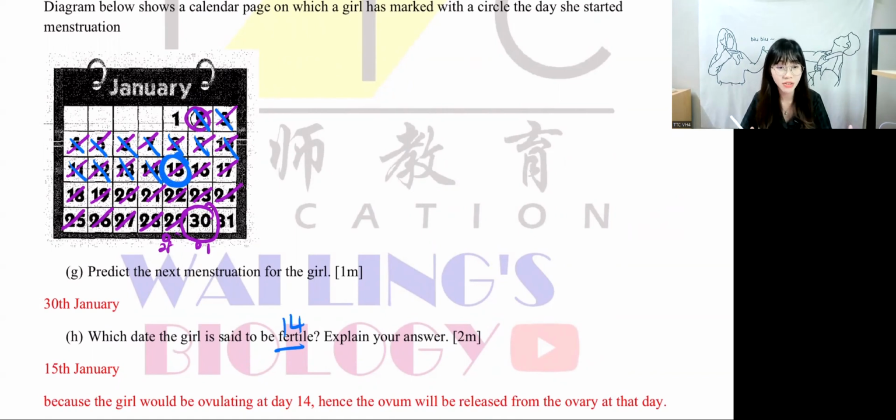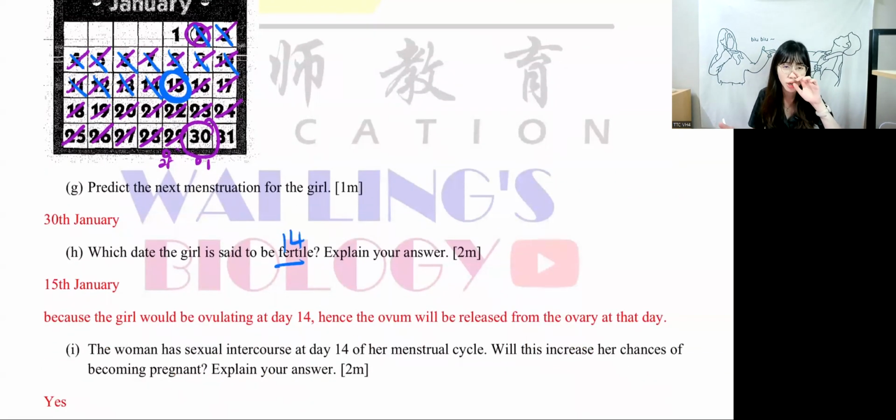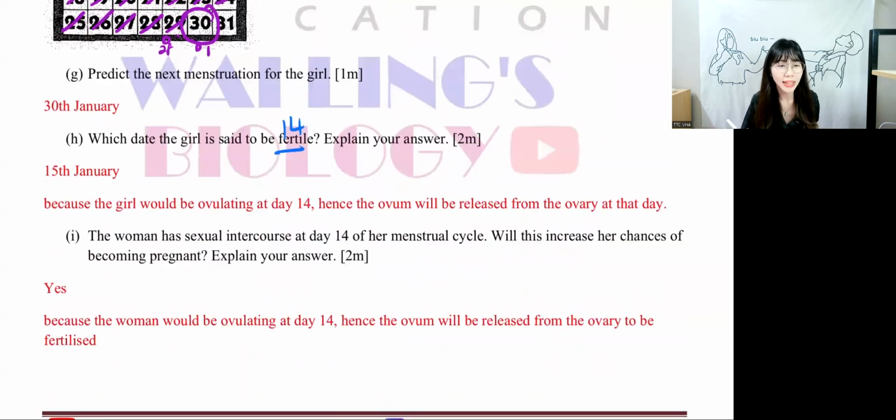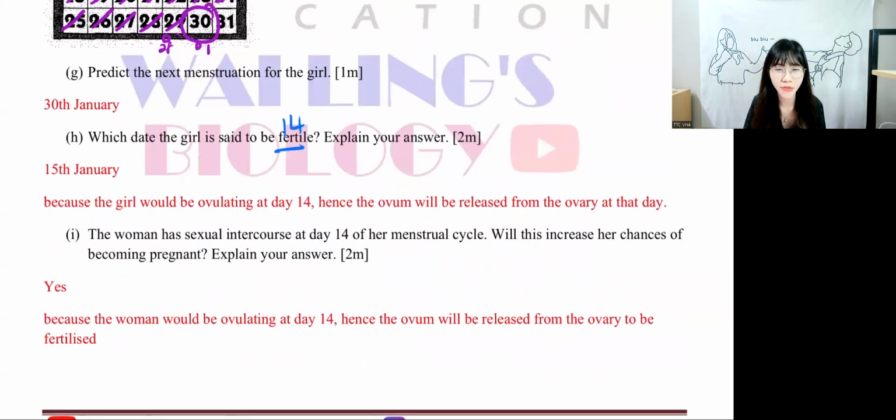So the answer is the 15th of January, because on day 14 of the menstrual cycle, the girl will release a secondary oocyte. Okay, I. The woman has sexual intercourse on day 14 of her menstrual cycle. Will this increase her chances of becoming pregnant? Explain your answer. Of course, yes, because day 14 is ovulation time. So when she releases a secondary oocyte, the sperm will fertilize it. So the chances are actually very high.